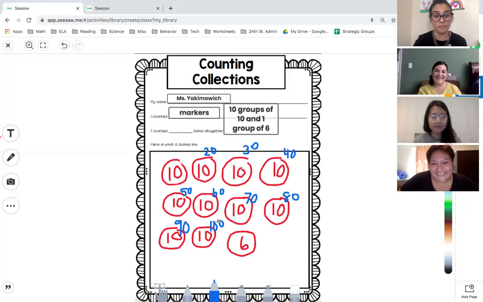And then we cannot forget this group of 6. 100 plus 6 we can count on. Thank you, Ms. Rosales. 100, 101, 102, 103, 104, 105, 106. 106. So we have a total of 106 items. So I'm going to put that right here, 106.